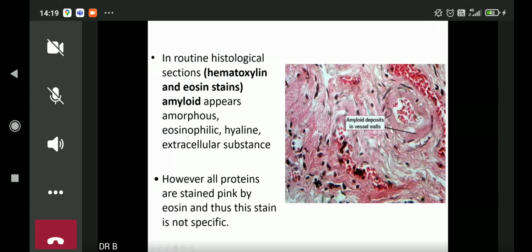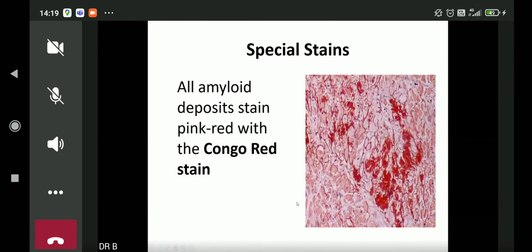But this is a very non-specific stain because everything else also stains pink. So you are not very sure that this is amyloid or fibrin or some other material which is taking a pink color. So what do you do? You do further staining. So the next Viva question is, what are the special stains used on a section to demonstrate amyloid? You do a Congo red stain.